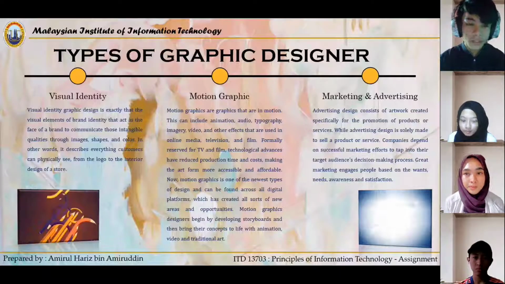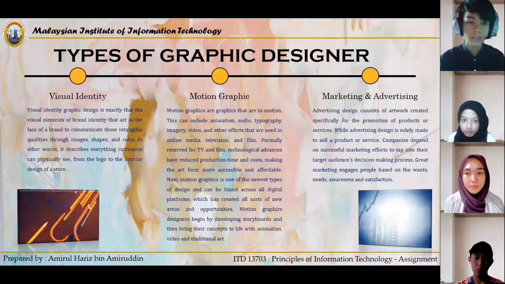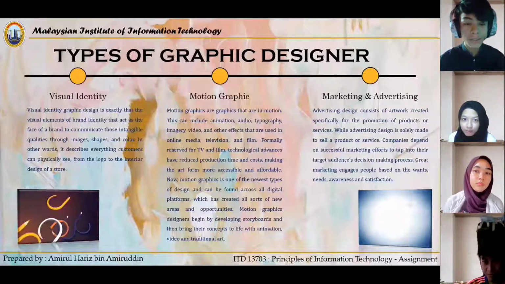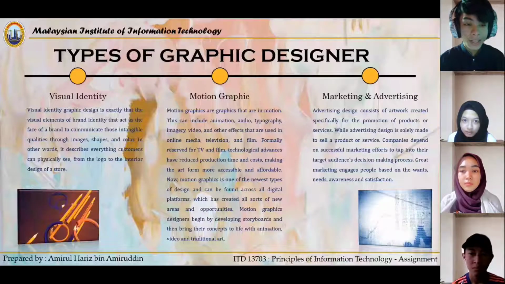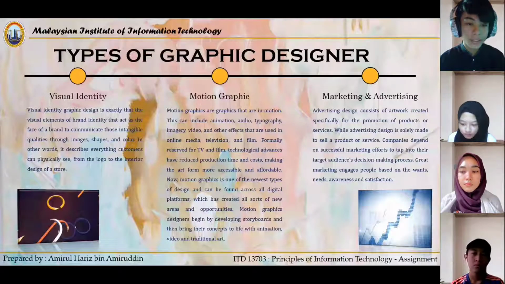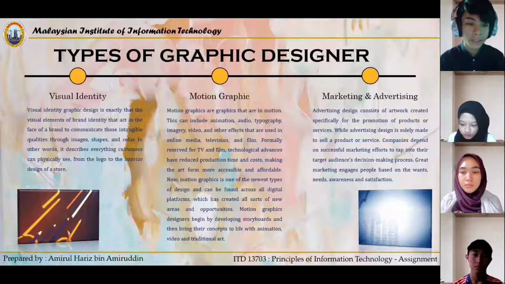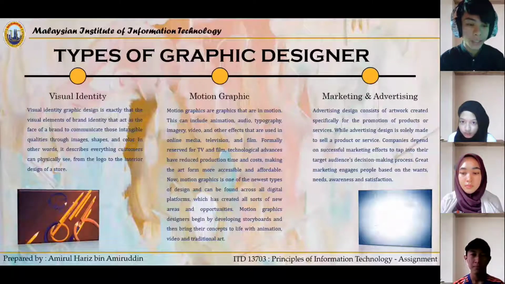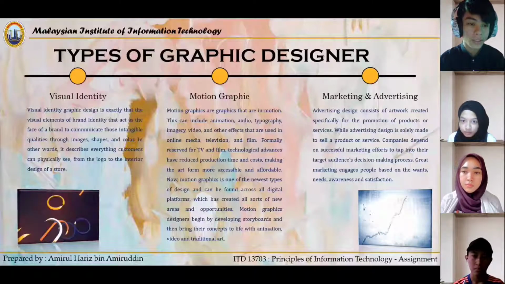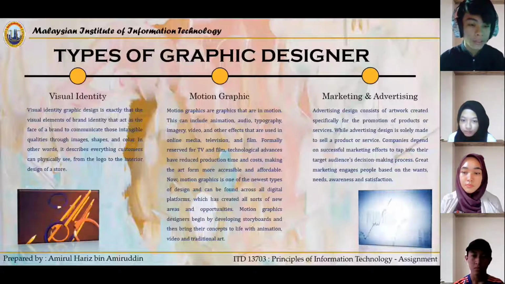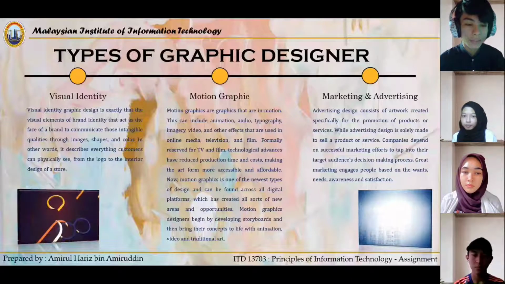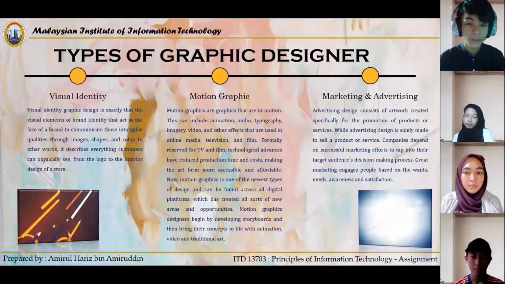Thank you, Dzakwan. So next, we got three types of graphic designer: visual identity, motion graphic, marketing, and advertising. Visual identity. Visual identity graphic design is exactly that, the visual elements of brand identity that act as the face of a brand to communicate those intangible qualities through image, shapes, and color. In other words, it describes everything customers can physically see, from the logo to the interior design of a store.